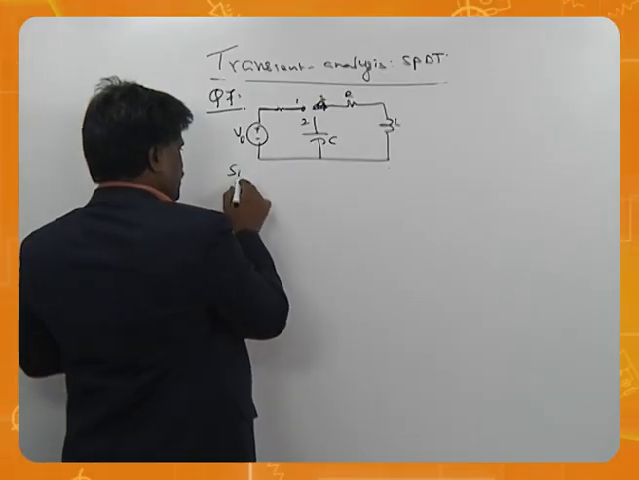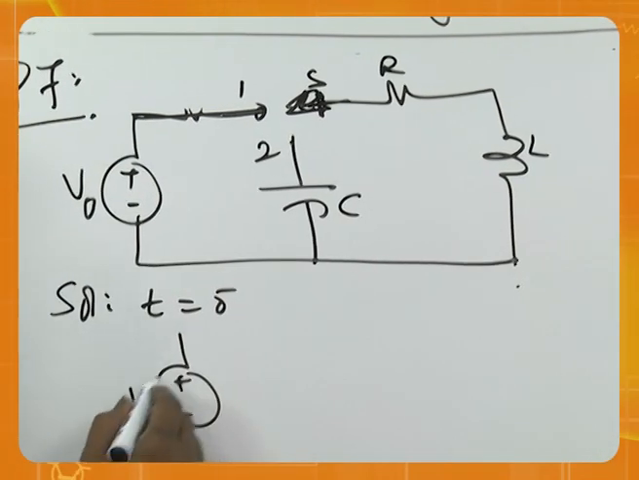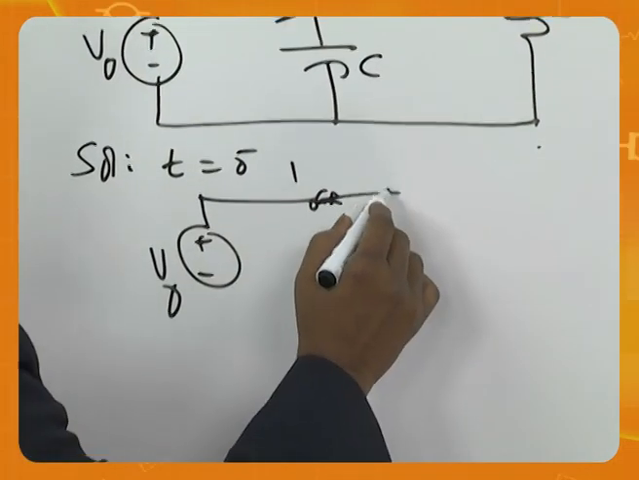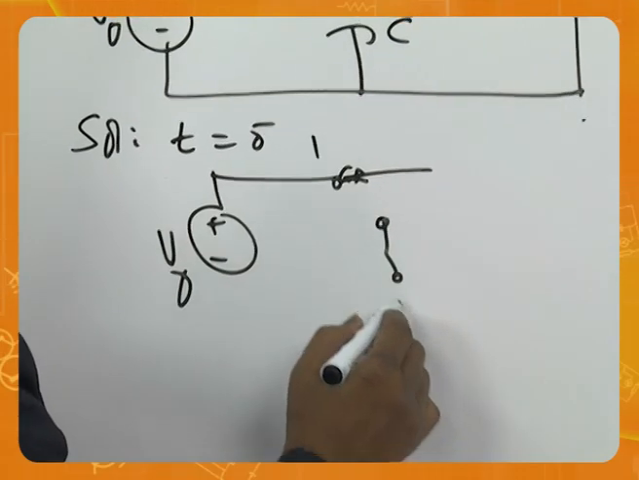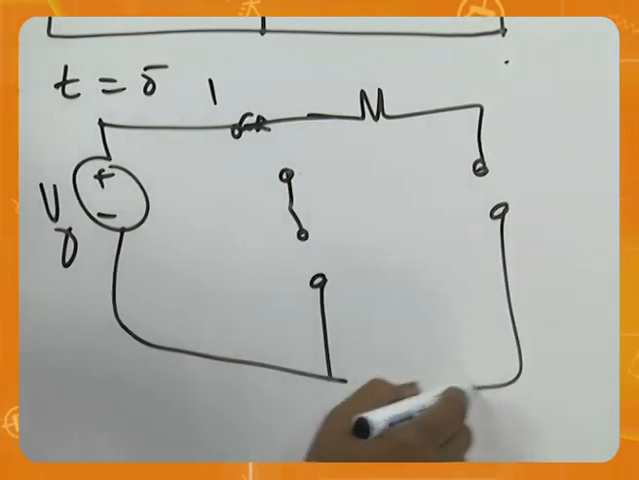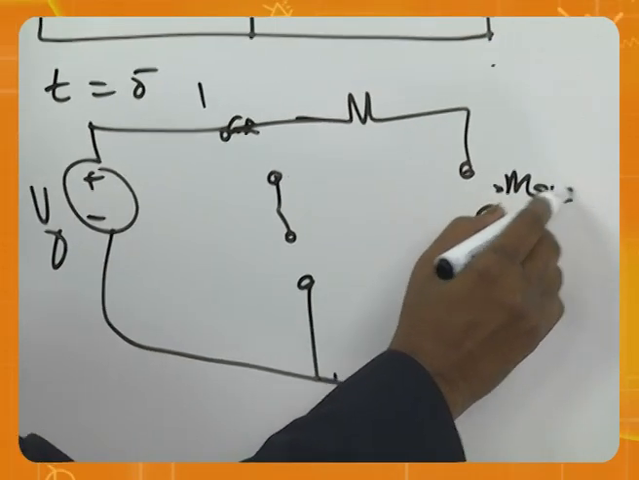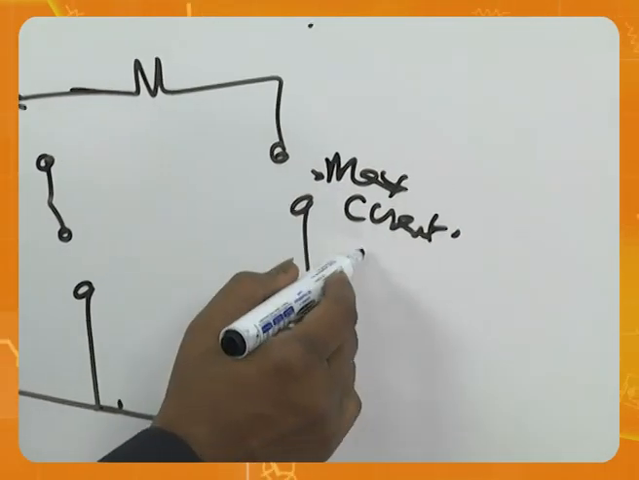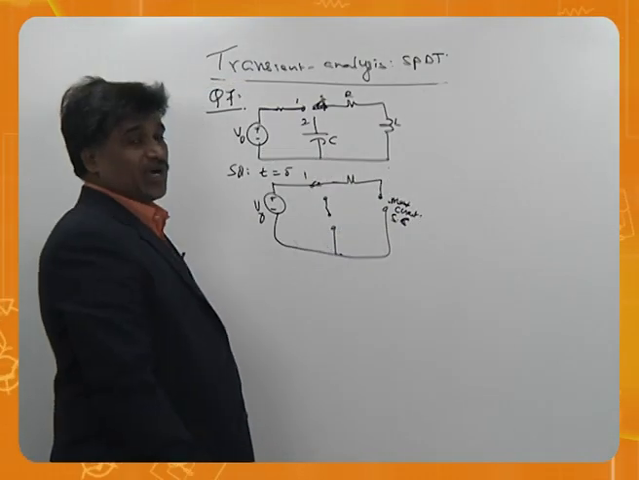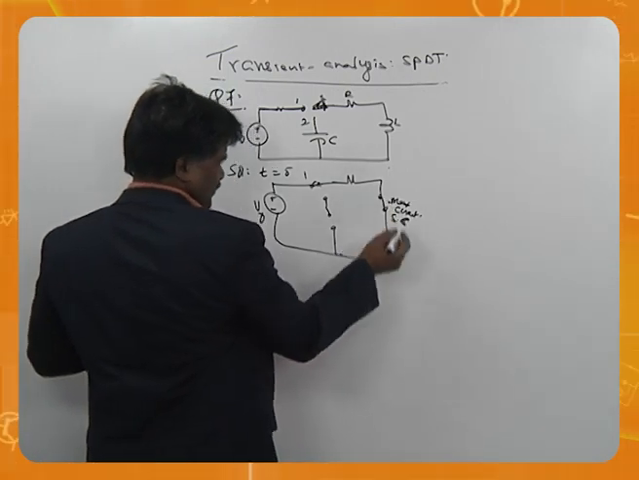Now as usual, t equals 0 minus. V0 here, switch is at position 1, 2 here, then resistor here. Inductor is connected to this for a long time. Long time means maximum current. Maximum current means short circuit. When this is short, maximum current.